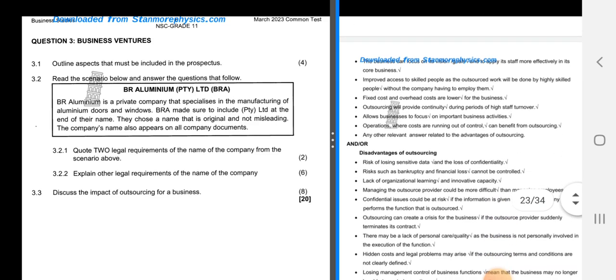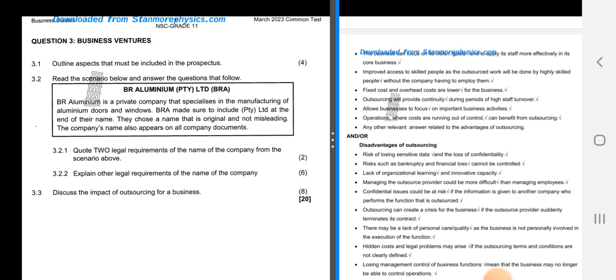And the disadvantages are the risks of losing sensitive data and the loss of confidentiality. When someone does your work for you, there is no confidentiality. Risks such as bankruptcy and financial loss cannot be controlled. Lack of organizational learning and innovative capacity, and managing the outsourcing provider could be more difficult than managing the employees of the business. So that is the end of question 3.